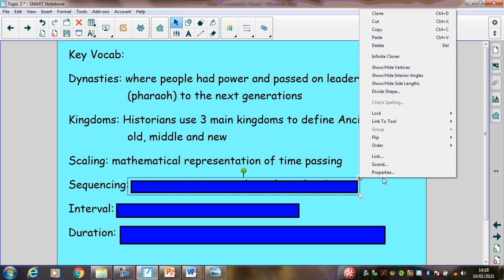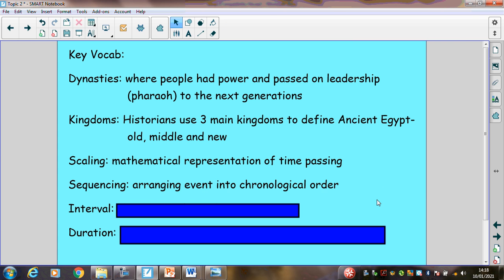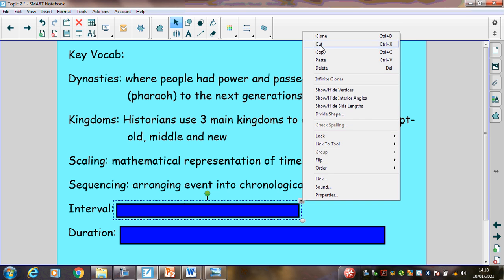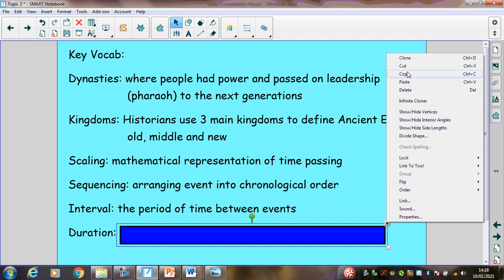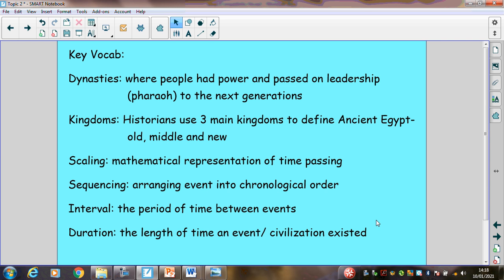And then we've got sequencing, something you might be quite familiar with anyway. It's arranging events into chronological order, so arranging those events into time order, which you're going to be concentrating on doing today. An interval is the period of time between events. So when you've had an event happen, and then you've got a period of time when nothing eventful happens, and then you've got another event. And then duration is the length of time an event or civilization existed.